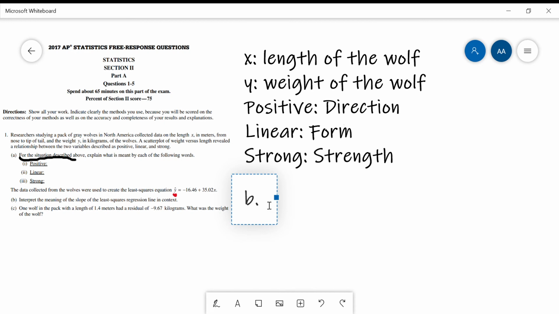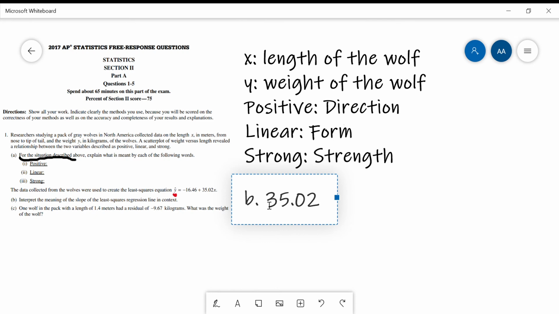For B, we want to interpret the meaning of the slope. Take a second, try to find out what the slope is in the equation. So if you said 35.02, you would be correct. Now, you might be asking, why isn't it negative 16.46? That's actually the y-intercept. 35.02 is the slope. Another clue you might have noticed is that the scatter plot was described as positive. Negative 16.46 is negative, and 35.02 is positive.